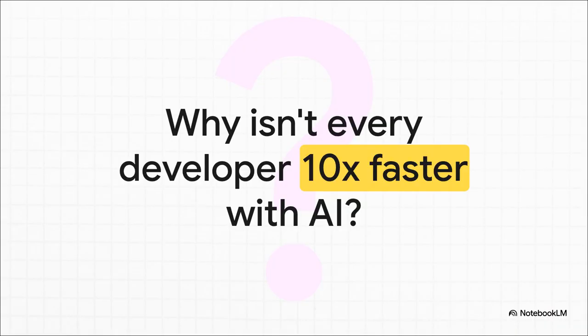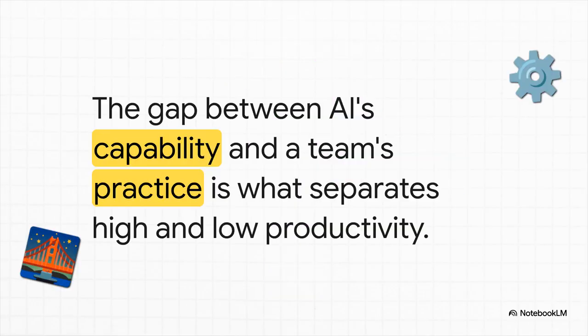So here's a question a lot of people are asking. We've got these incredible AI models, right? But why isn't every developer suddenly 10 times faster? You see one team ship a whole product in like 10 days using the exact same AI that has another team totally stuck. What gives?